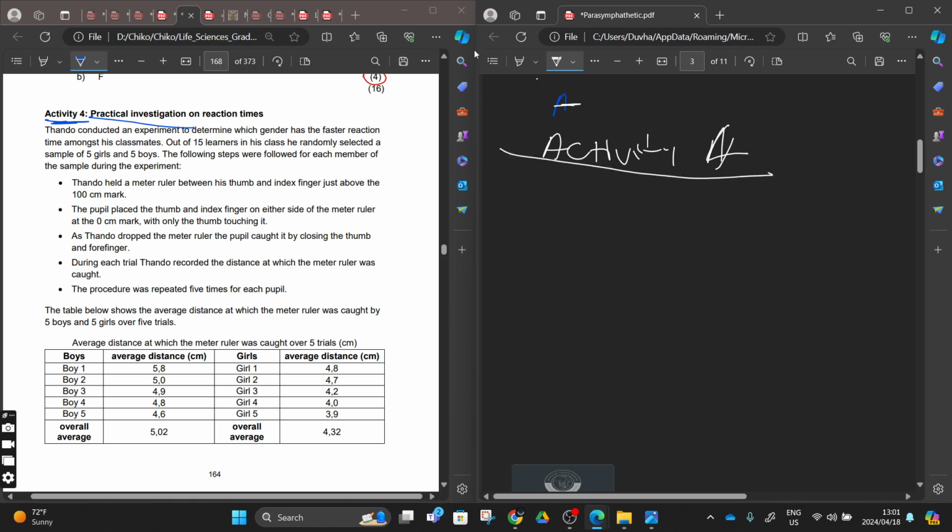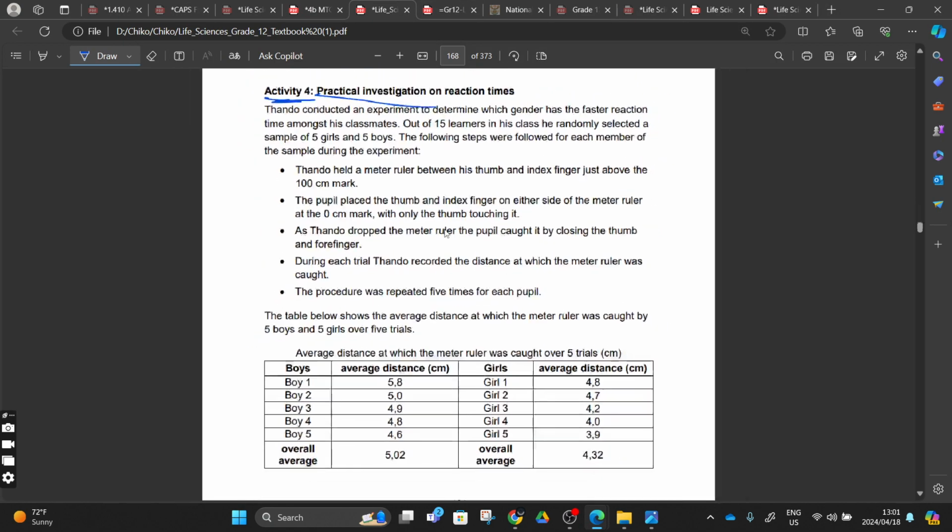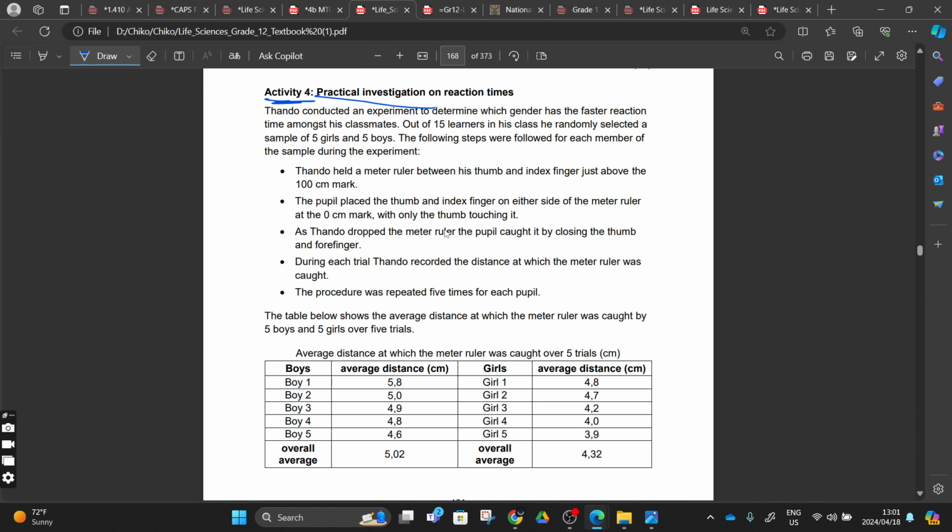But you can see, a full HD and full screen, you can see this. Tando conducted an experiment to determine which gender has the faster reaction time amongst his classmates, right? Tando, the guy here, we wanted Tando to do this.